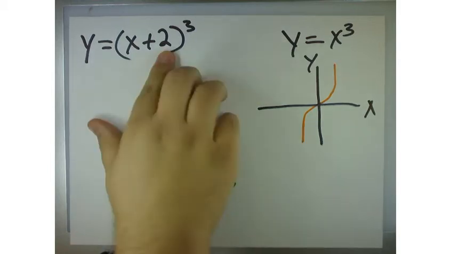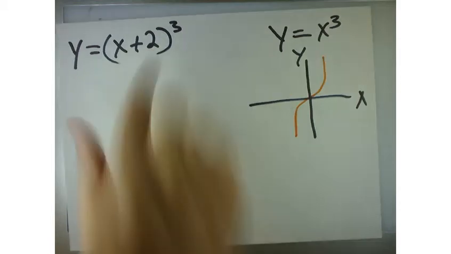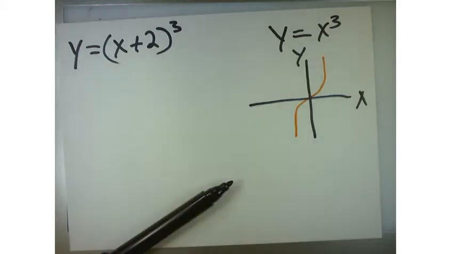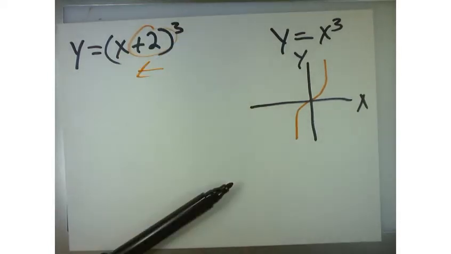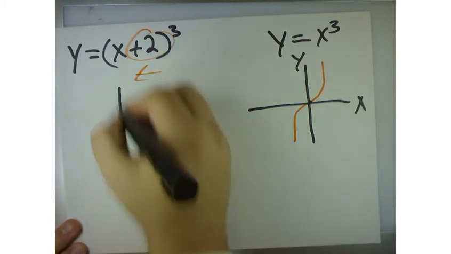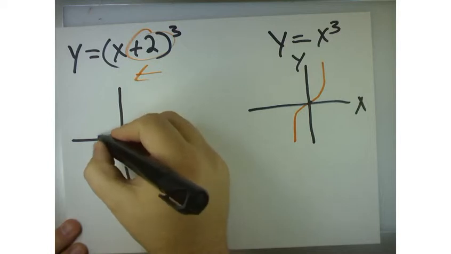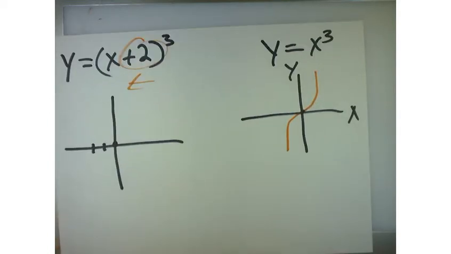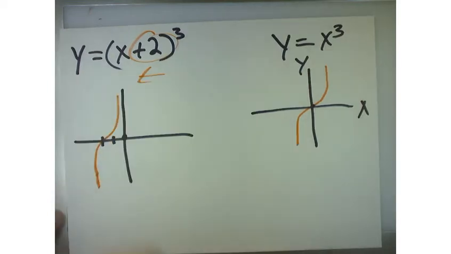Now, is this inside or outside the parentheses? Inside. So what does that do? Left. Yeah, left. It's the opposite direction, so we're going to go to the left 2 units. So what we would do is, I like to pick a point on the graph. Normally the point would be right here, but I'm going to go 2 units to the left, and I'm just going to graph it like this. And that's how it should go.